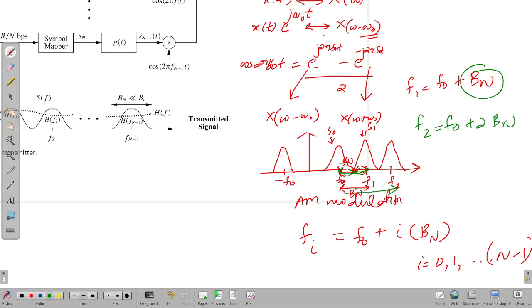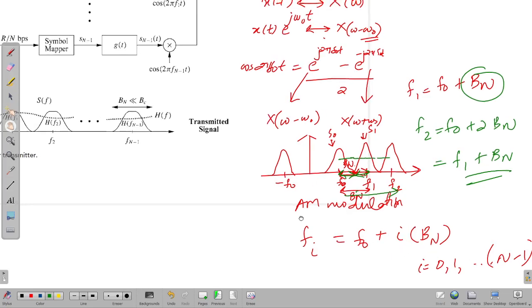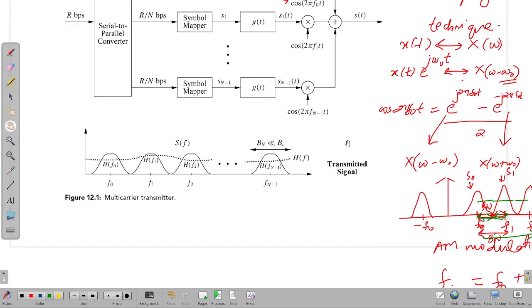So this is Bn by 2, this is Bn by 2, this is Bn by 2, and this is Bn by 2. So f2 is equal to f naught plus 2 times Bn, or you can say f1 plus Bn. The center frequencies of the subcarriers should be designed such that fi is equal to f naught plus i times Bn, where i is equal to 0, 1 up to n minus 1.